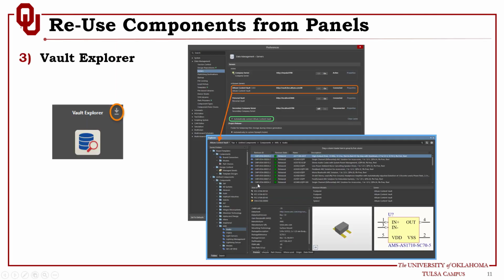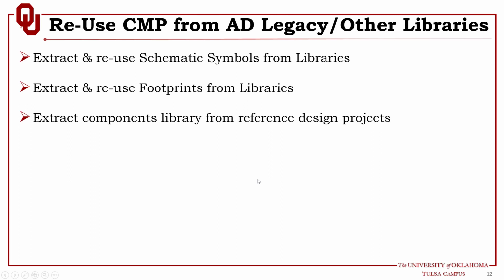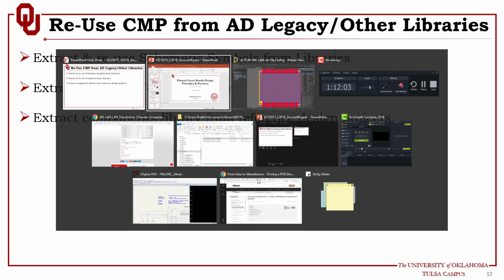Okay. So we talked about the Vault Explorer, and now let's start doing some demos. In the first 3 demos, we will learn how we can extract and reuse components from available libraries from different vendors or from legacy libraries, etc. So we just did extracting a schematic symbol and footprint from a library. Now let's see how we can copy and reuse these symbols and compile them. Let me show you. It's very easy.